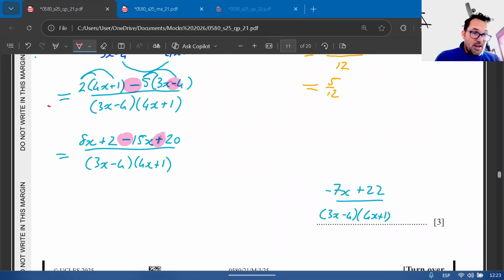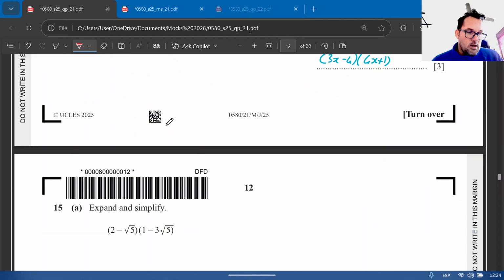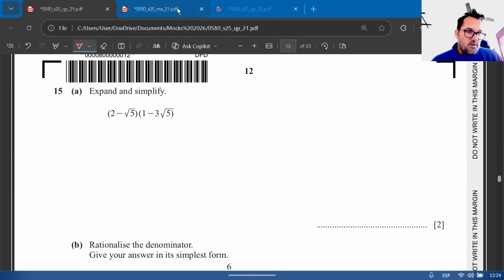Okay, so easy. You get 1 mark for this, 1 mark for this, and then 1 mark for the final correct answer. Okay, make sure to get the signs correct. Question 15. Expand.